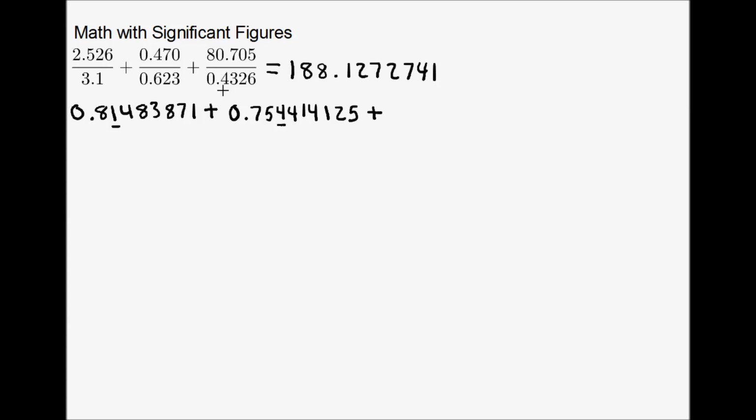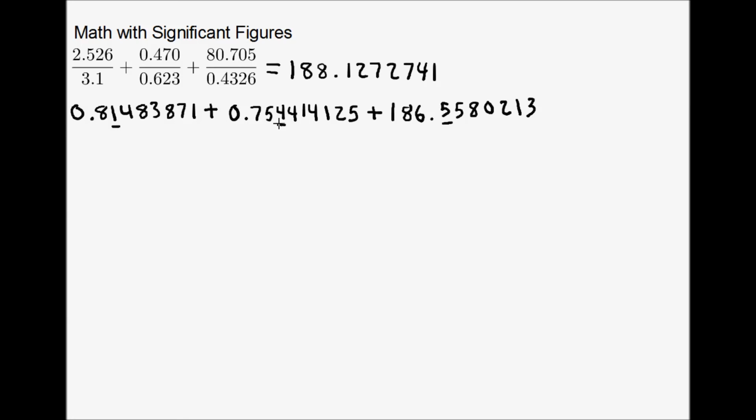80.705 divided by 0.4326 gives me 186.5580213. 5 significant figures, 4 significant figures. This needs 4. This would have to be rounded to that place there. Now if I look at my underlines, I can see where I need to round this.